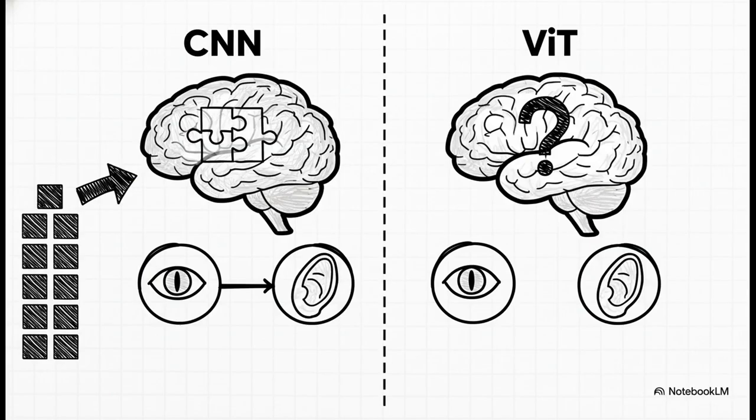Their design inherently assumes that pixels close to each other are related, which is a fantastic head start for understanding images. ViTs, though, have no such assumption. They start from a completely blank slate. They have to learn from scratch that a patch of a cat's ear is probably next to a patch of its head, and that requires millions of examples to learn something a CNN basically knows by design.